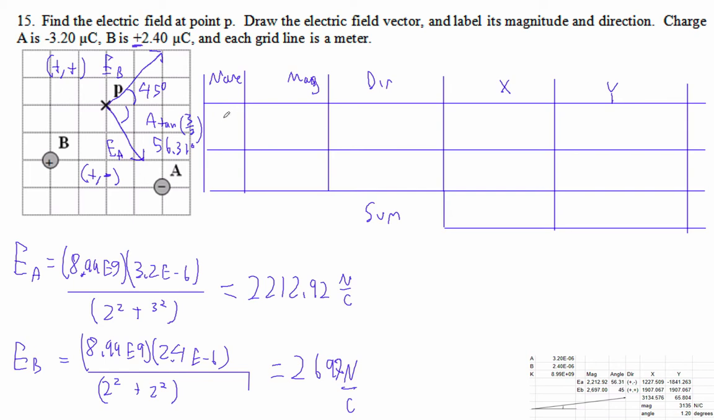Okay, so let's see. Let's go EA and EB. Our magnitude of A is 2212.92. This guy is 2697. Now, by the way, a common mistake here is to switch up these directions. So let's not do that. Okay. So the direction of A is 56.31 degrees, and it's in such a direction as it's got a positive x component, but a negative y. Okay? Positive x and negative y.